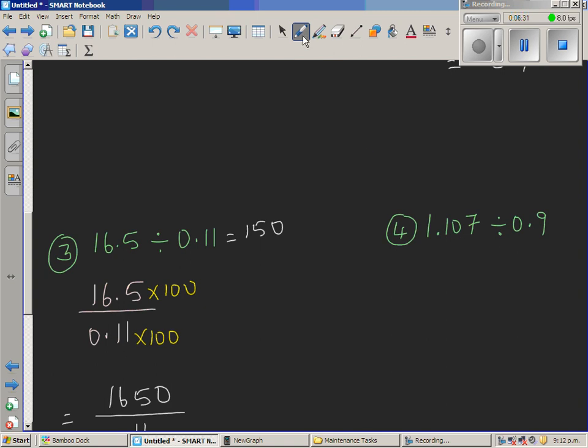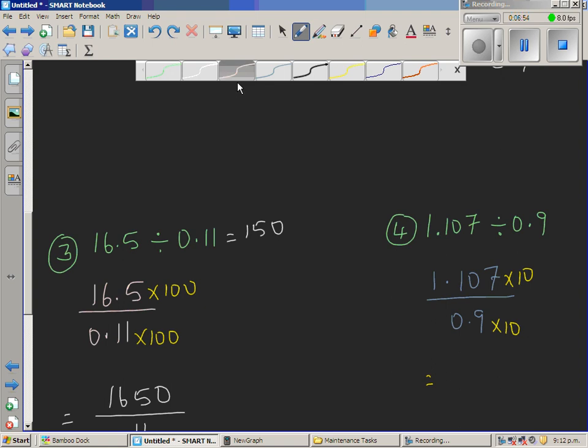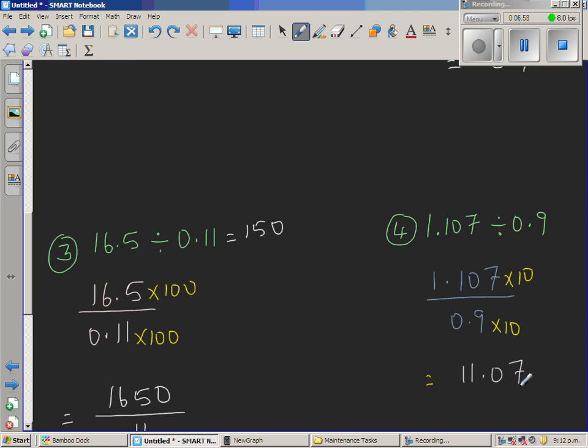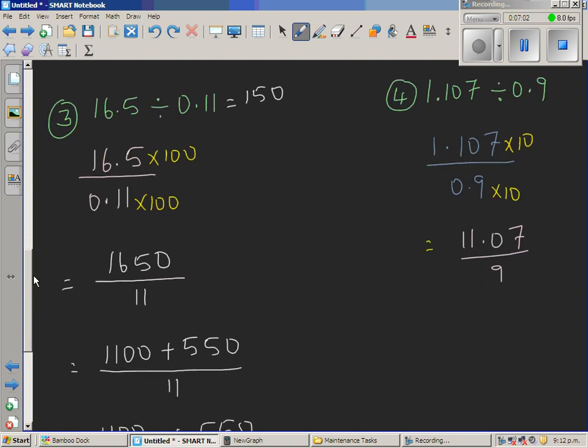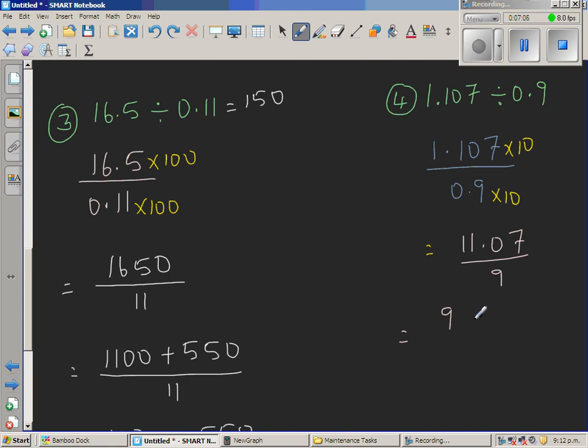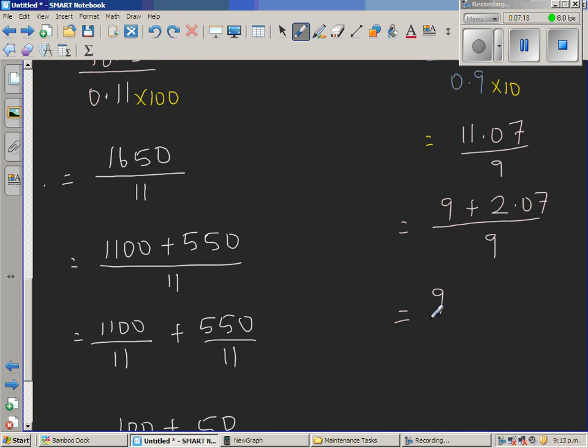And finally, 1.107 divided by 0.9. I want to make the denominator 9, so I have to multiply by 10 here and the same to the numerator, which will become 10 times bigger. This becomes 11.07 divided by 9. Now, what can I do? 9 plus 2 is 11, so this is 9 over 9 plus 2.07 over 9. I'm not doing the long division here, you can do the long division.